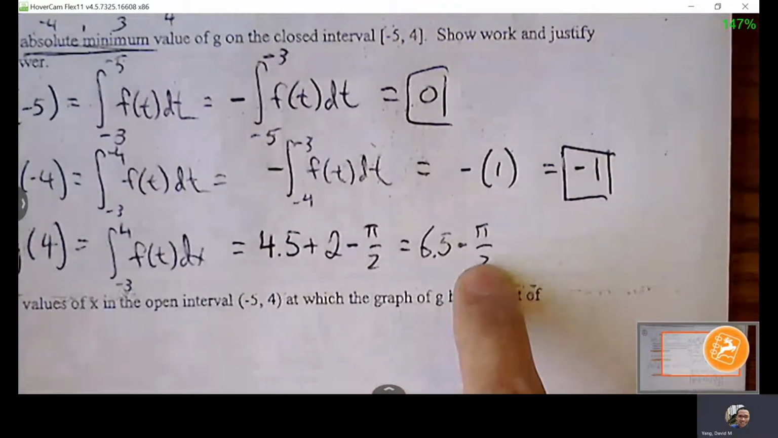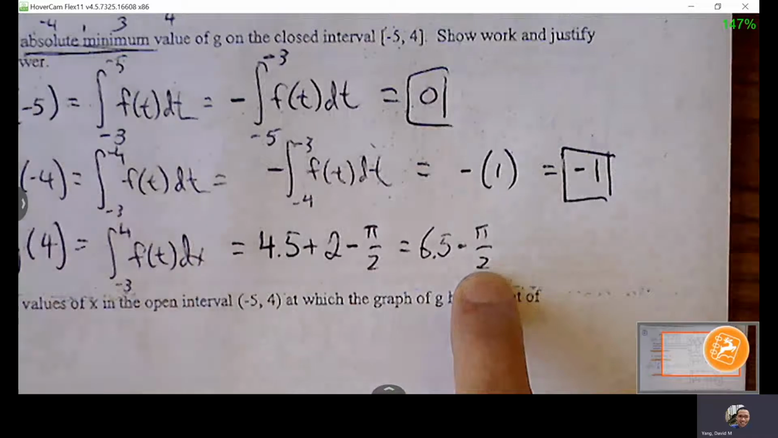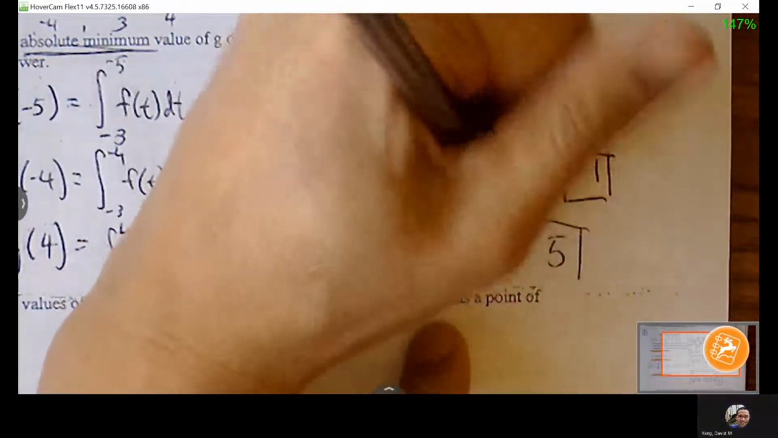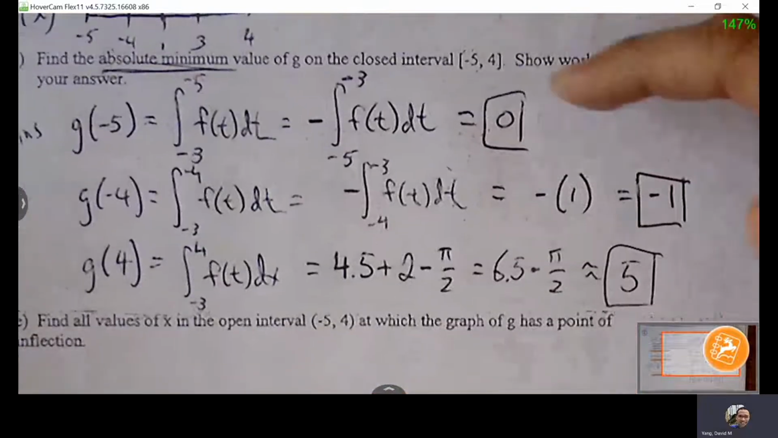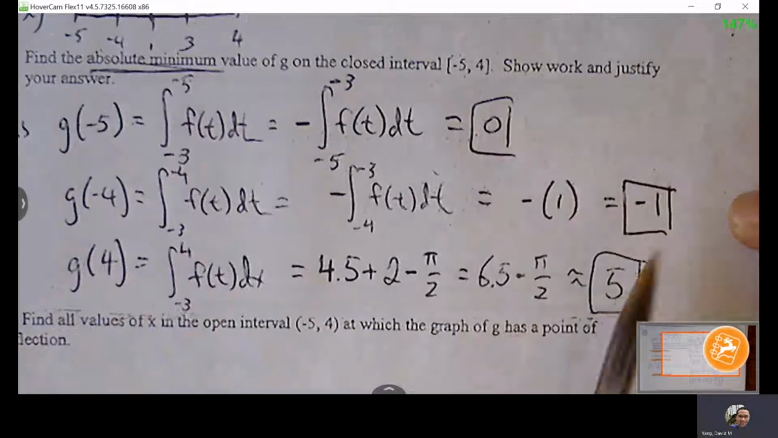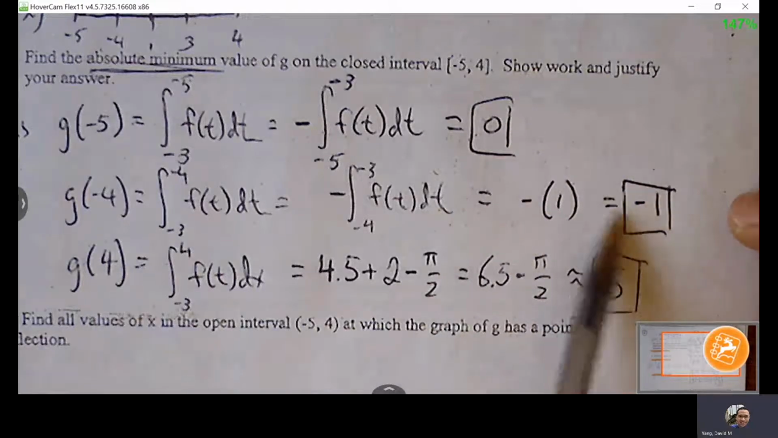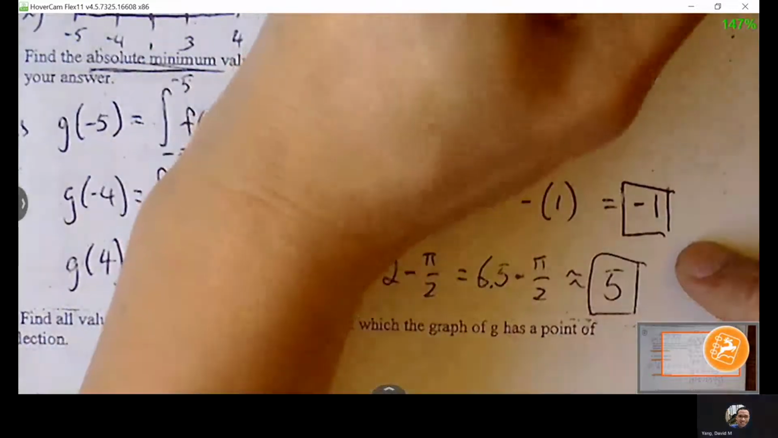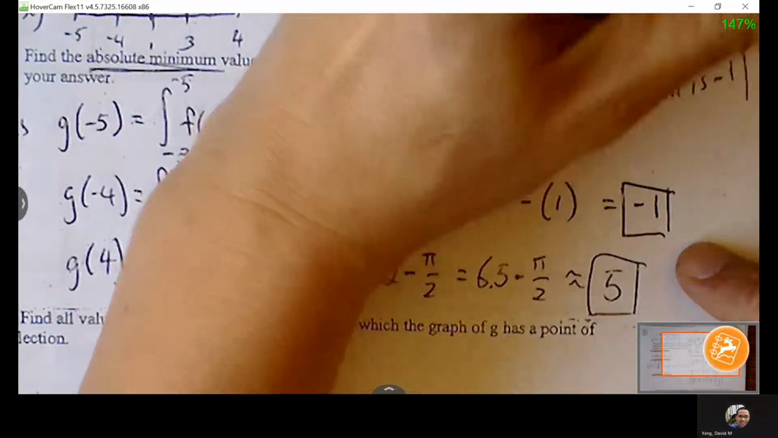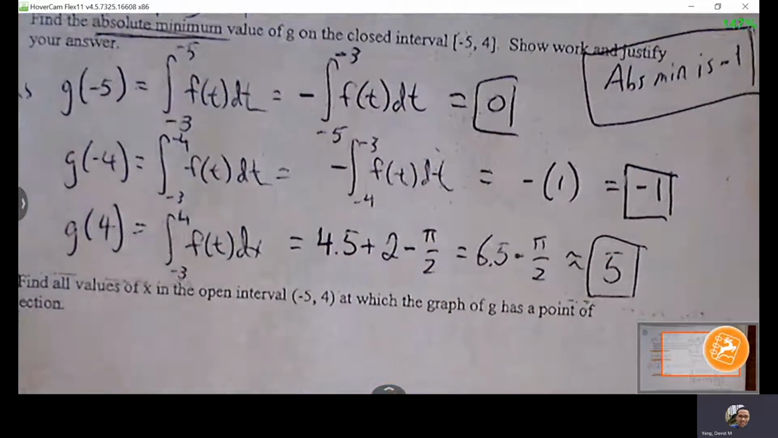Okay, so pi over 2 is around 3/2, around 1.5. So 6.5 minus 1.5 is around 5. So now we just compare these y values, right? We're looking for an absolute minimum. These are the only candidates we're looking at. So the lowest y value that we see is -1, so that must be our absolute minimum. Absolute min is -1.